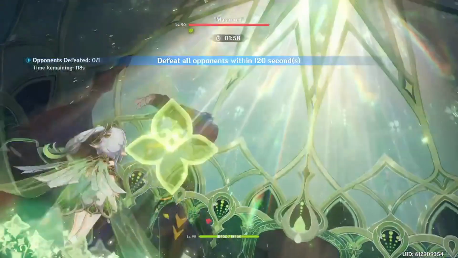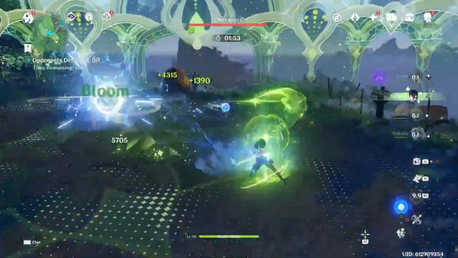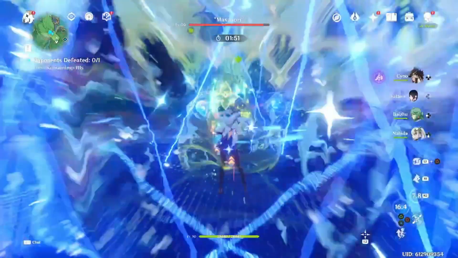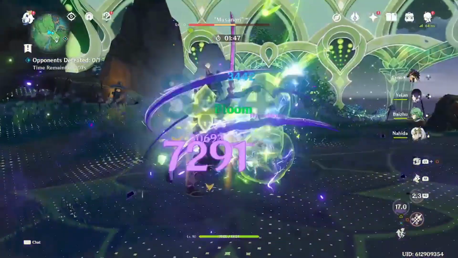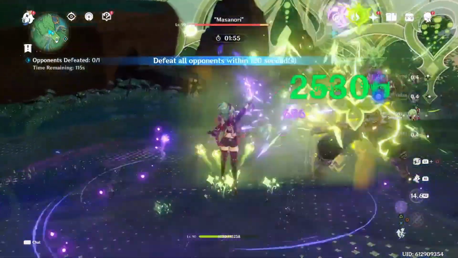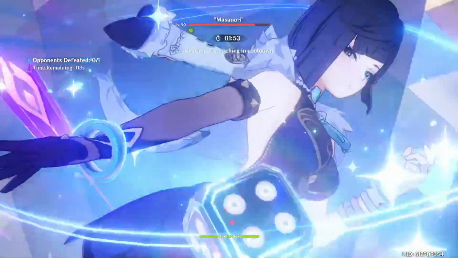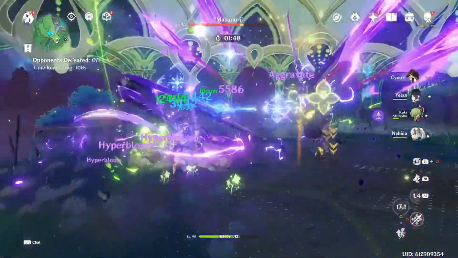In double Dendro, on average, this comes out to about 16 Hyperblooms and 14 Aggravates, with Hyperbloom being about 47% of Cyno's total damage. One important distinction with Yelan here instead of Xingqiu is, since Yelan's Hydro application is slower than Xingqiu's, you can use just one Dendro unit and still get a pretty similar reaction count to if you were using two.